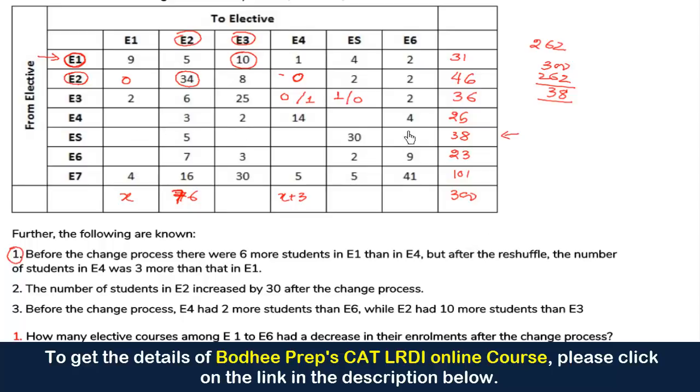Now similarly for E4, if I look at it, the sum here will be 3 plus 2 is 5, plus 14 is 19, plus 4 is 23, and there are two cells empty but the total is 25. The empty cells can only take 0 and 1, and the sum right now is 23 but the total sum has to be 25. That means both these cells will take the value 1, right?